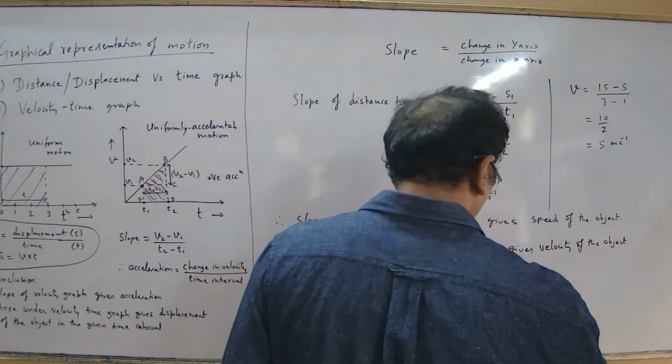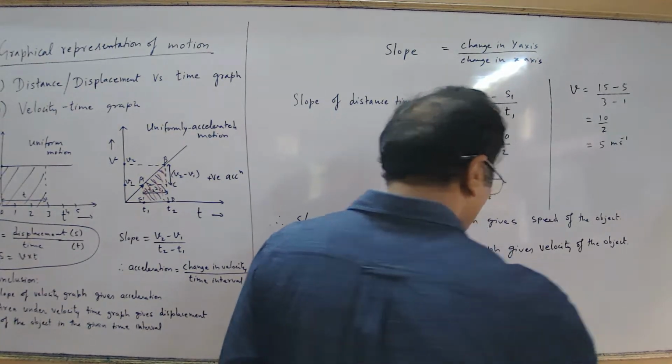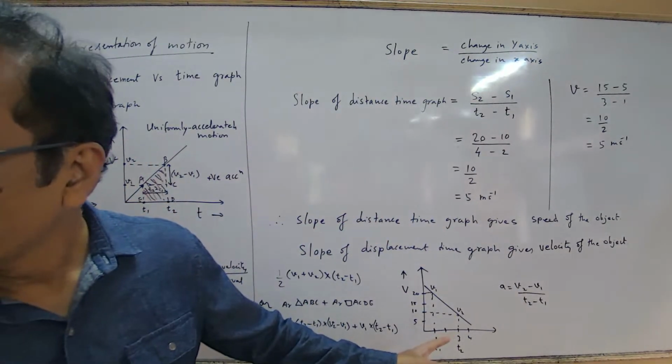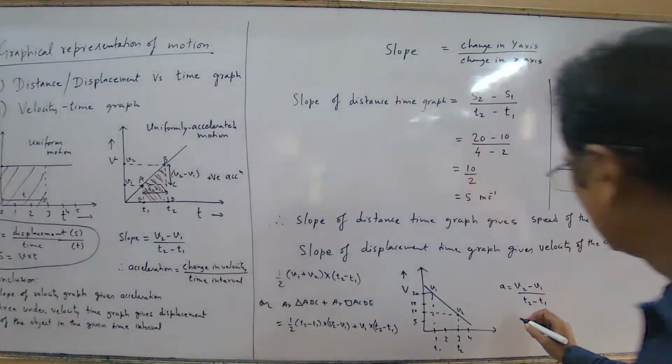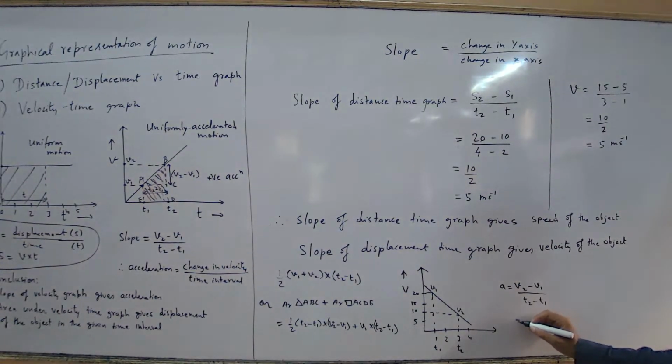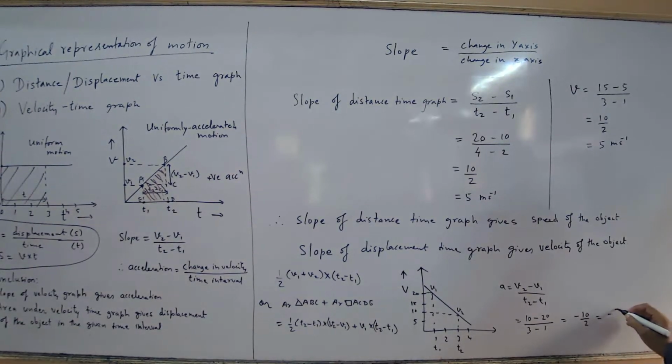V2 minus V1 upon T2 minus T1. You just find the slope. So will you get negative? What is V2? V2 is 10. What is V1? 20. What is T2? 3. T1 is 1. So what do you get? Minus 10 divided by 2. This is minus 5 meter per second square.